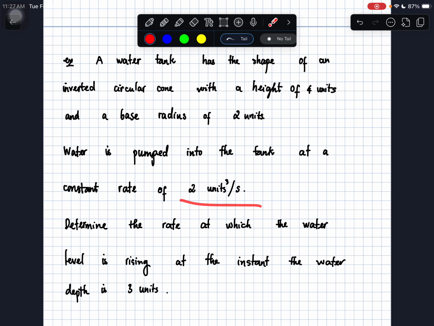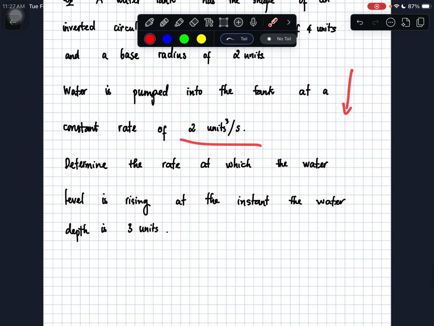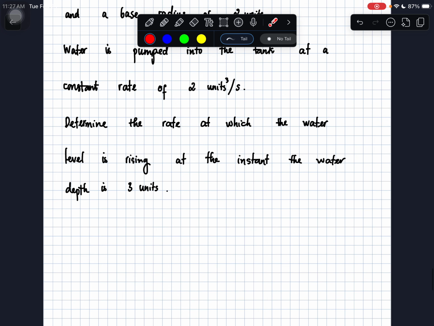So we know how fast the water is pumped into the tank. Determine the rate at which the height of the water level is rising when the height is 3 units. So water is pumped into the tank, the water keeps rising, and we need to compute the rate of change for the height. So here's the setup.